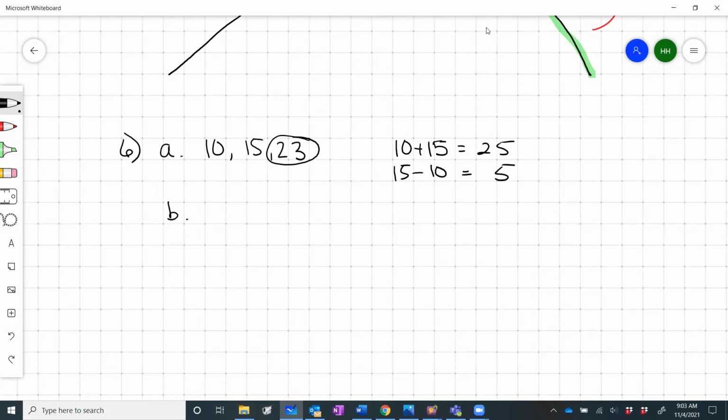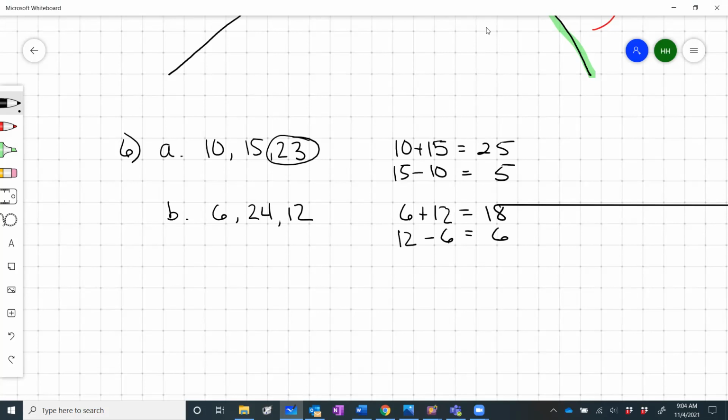Answer choice B, you got a 6, 24, and 12. Let's check answer B real quick. 6 plus 12, that's equal to 18. And 12 minus 6, that's equal to 6. So this 24 is too big. So this wouldn't work. All right, so answer choice A works.